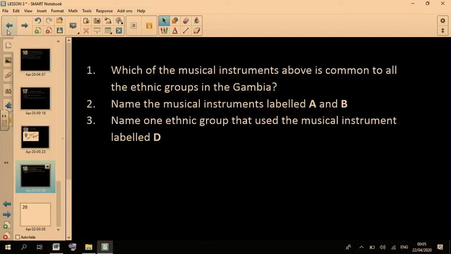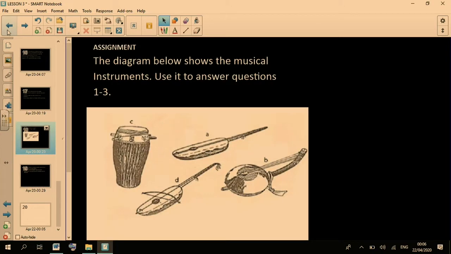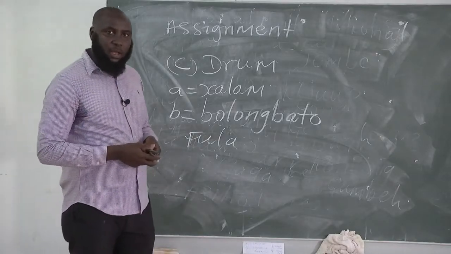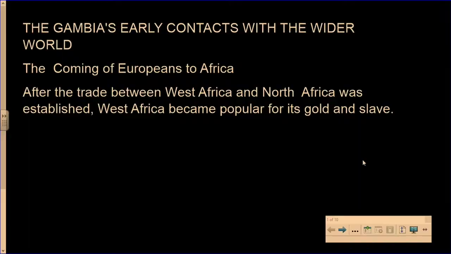Now the last question, the third question is, name one ethnic group that used the musical instrument labeled D. If you look at the picture, the musical instrument labeled D is used by, that is, Fulas. The Fulas use the musical instrument labeled D.